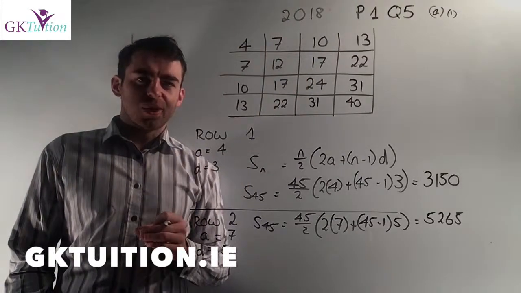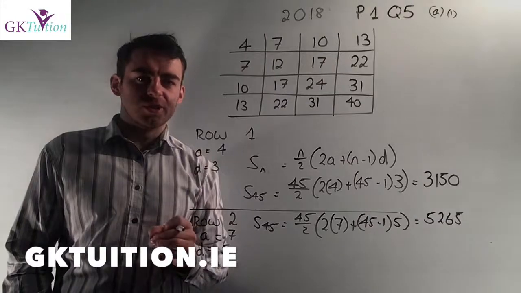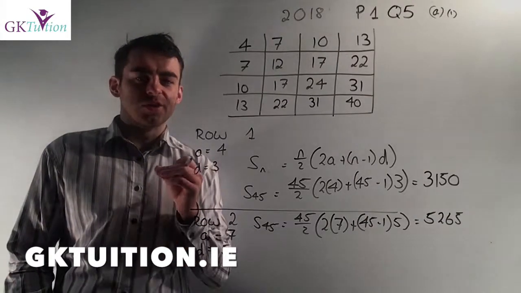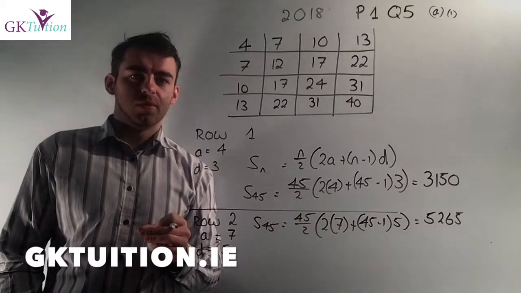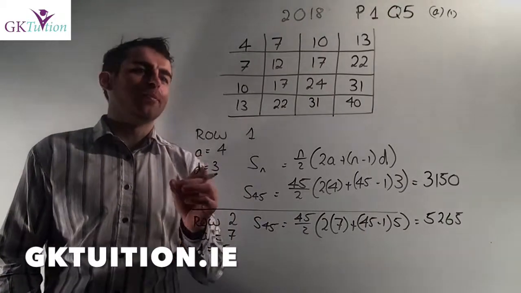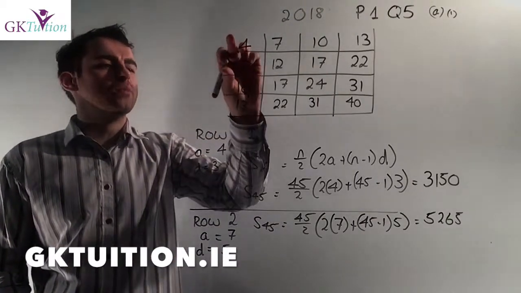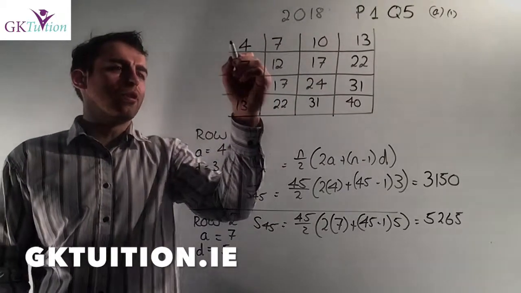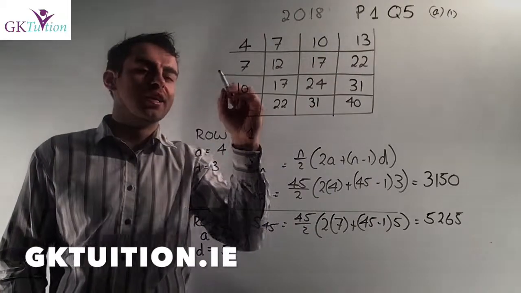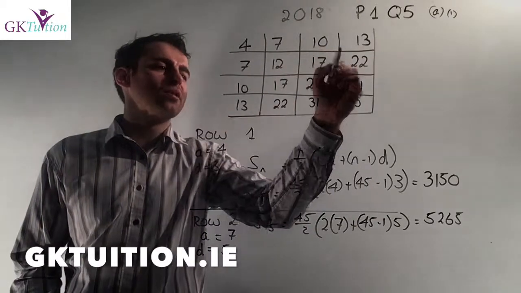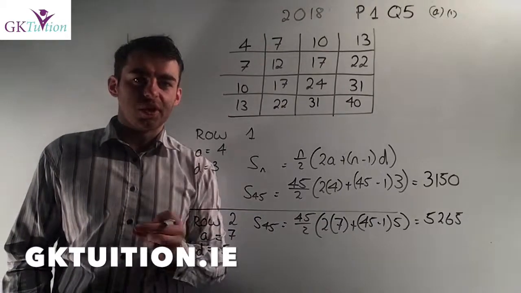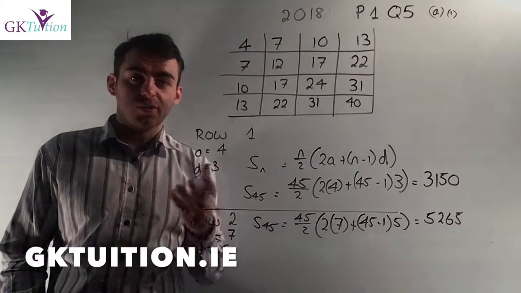The first part of this question asks you to find the difference between the sums of the first 45 terms in the first two rows. Okay, so it's worded tricky. Find the difference between the sums of the first 45 terms in the first two rows. The first row being 4, 7, 10, 13. The second row being 7, 12, 17, 22. Well, in order to find the difference between their sums, the first thing I should do is actually just find what the sums are.